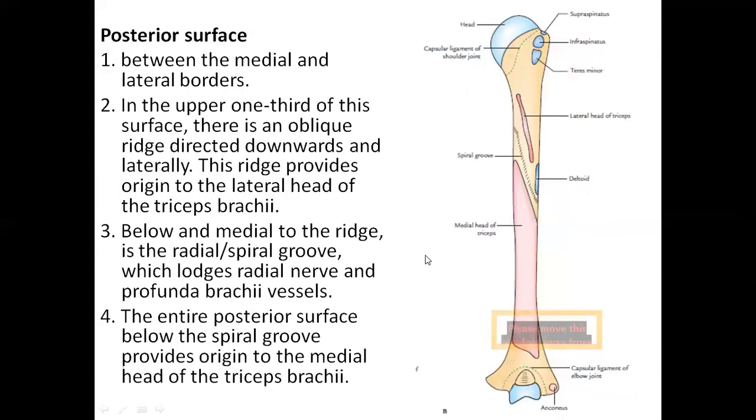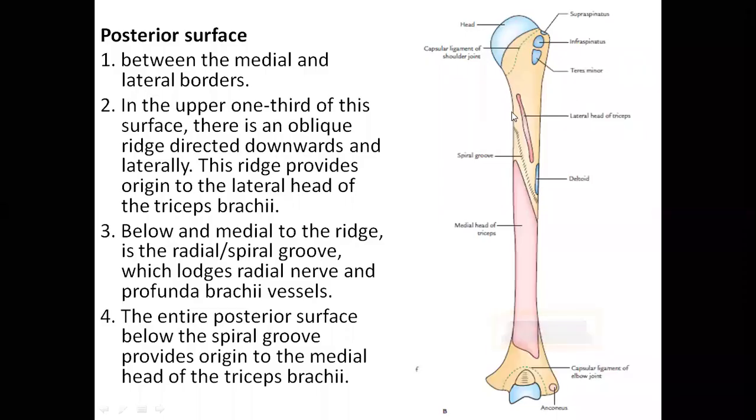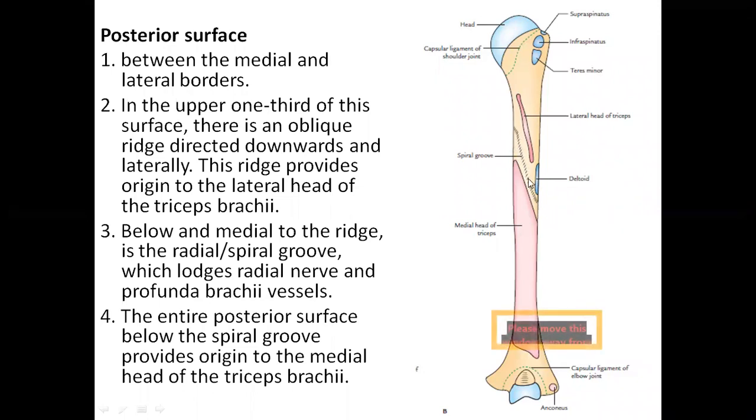Now let us see the attachments on the posterior aspect. On the posterior aspect, I told you this is the spiral groove, which is related to the radial nerve. Above the spiral groove, you see the origin of the lateral head of triceps, and below, the whole of the posterior surface below the spiral groove gives origin to the medial head of triceps. Then on the posterior aspect, we have the olecranon fossa.